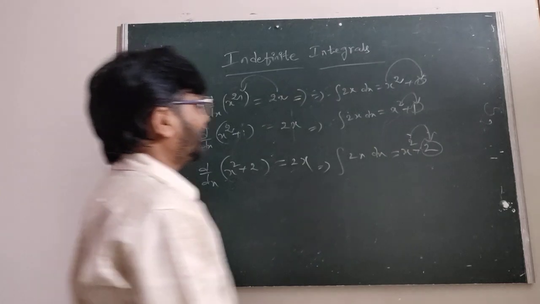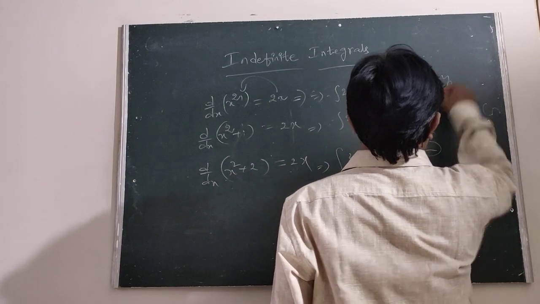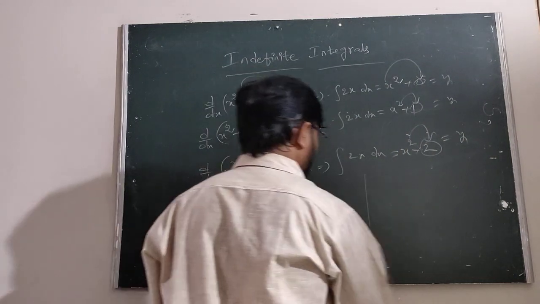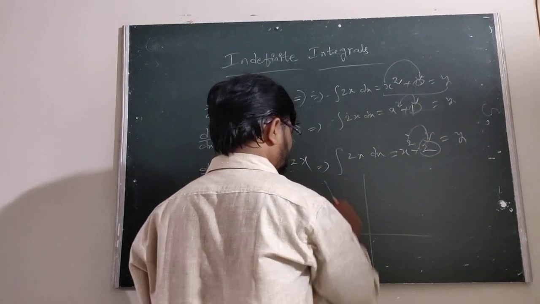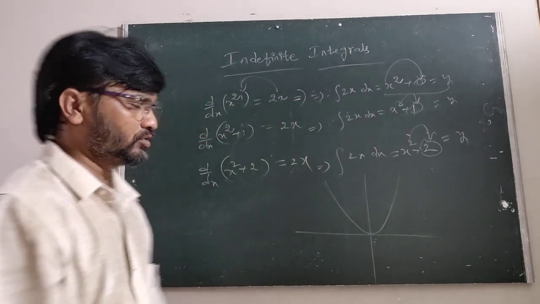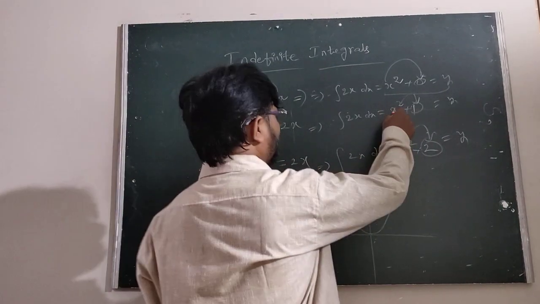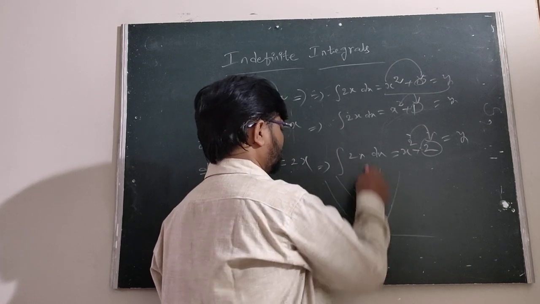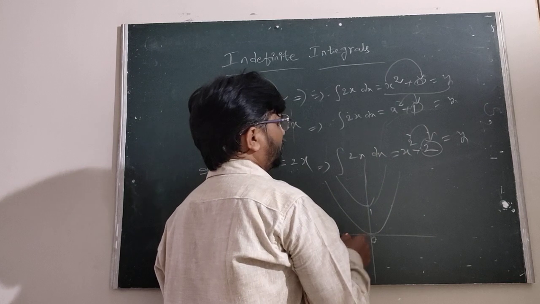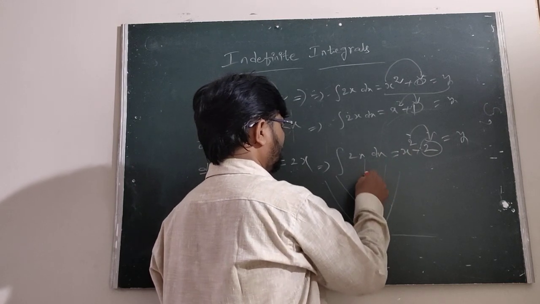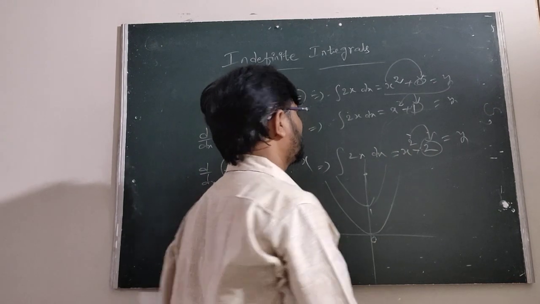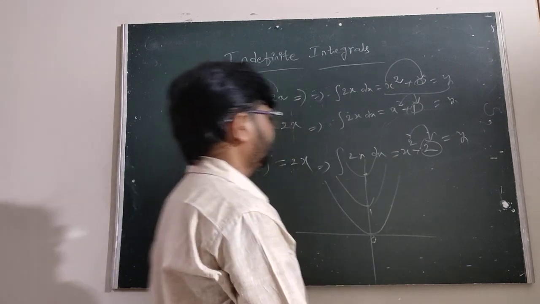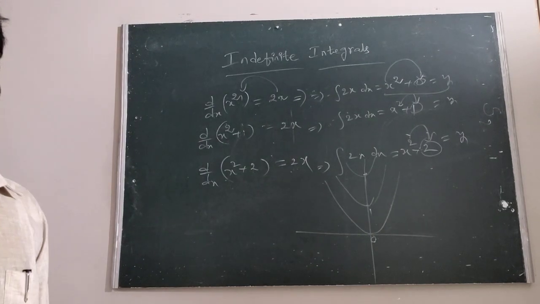Therefore, suppose this is one y. Now we are taking the graphs here. Suppose y equals x square is this graph. Now we are taking x equal to 0. Now, this is the graph, this is the 1, this is the 0. After that we are taking the x square plus 2. This is the x square plus 2.